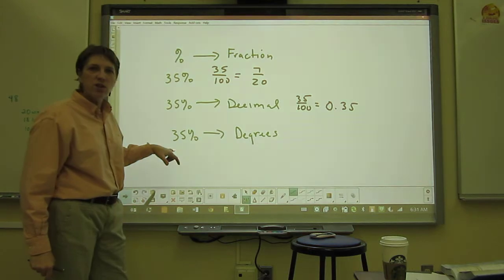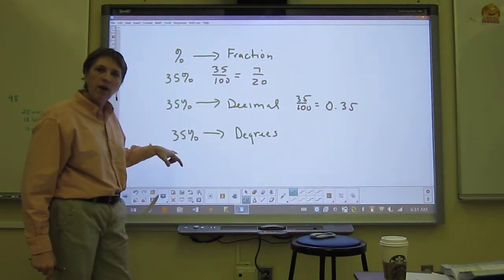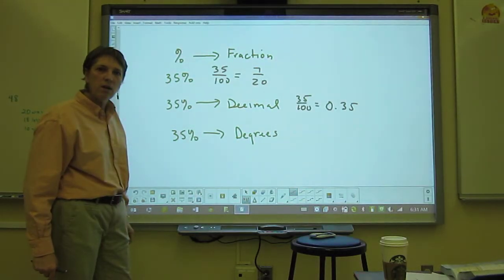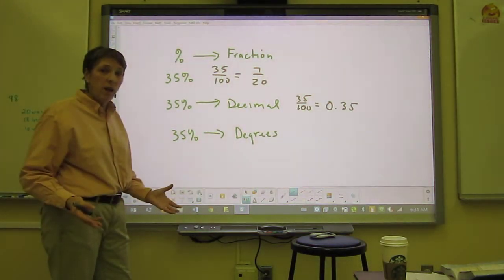Now how do you change it to degrees? We just talked about that. How do you do it? What do you do to the 35%? Degrees means it's out of how many?